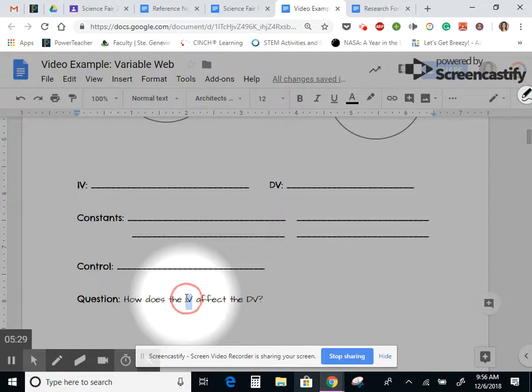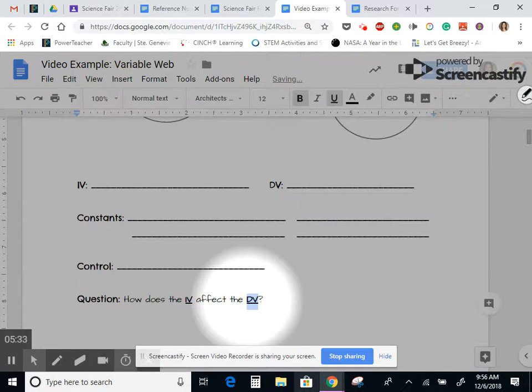And all you do in my format is plug it in. Plug in the IV, plug in the DV. So the question for this example would be, okay, how does the amount of salt, which is our IV, affect the height of egg, which is the DV?